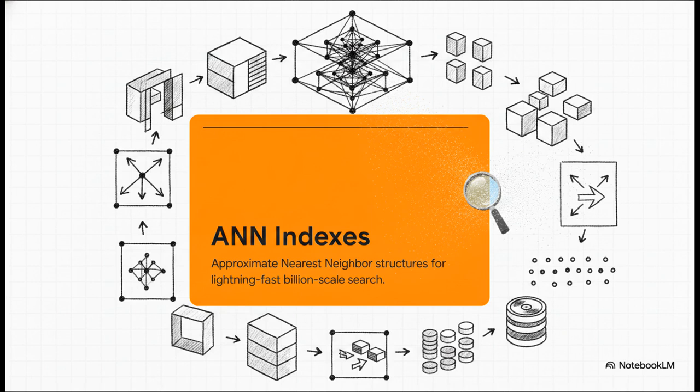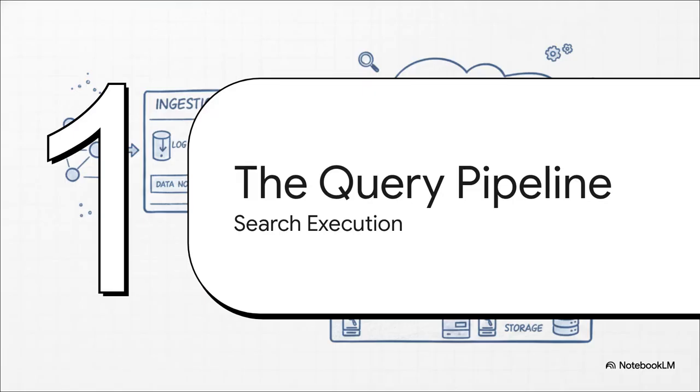Effectively, Milvus is creating the precise memory structures that make searching billions of vectors even possible. Which brings us to Section 4, the query pipeline. Let's talk about search execution.